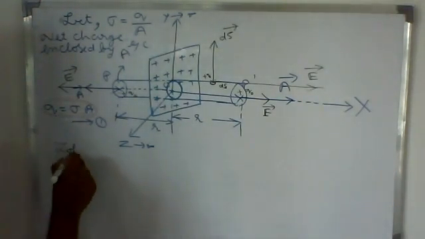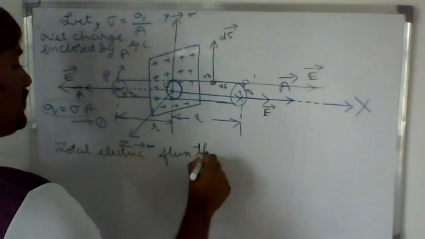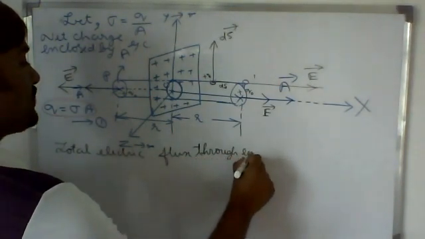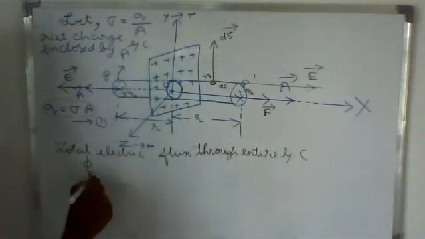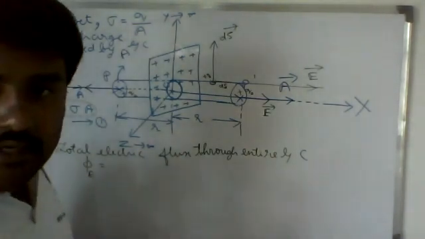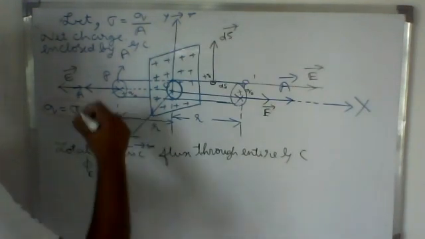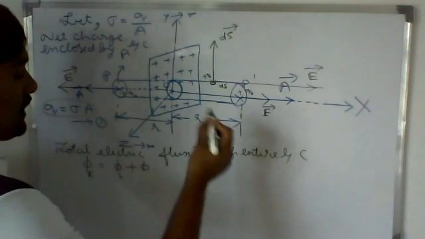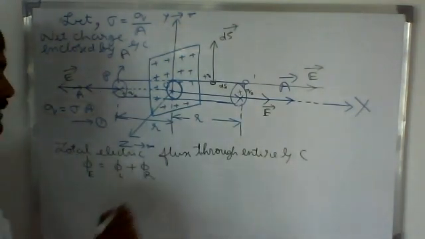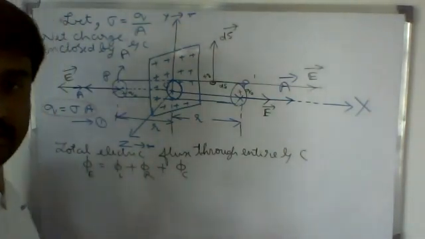So the total electric flux through the entire Gaussian cylinder is phi E. Phi E is the total electric flux through the entire Gaussian cylinder. That is equal to the flux linked with the left flat circular surface, plus the flux linked with the right flat circular surface, that is phi r, plus the flux linked with the curved surface, that is phi c.